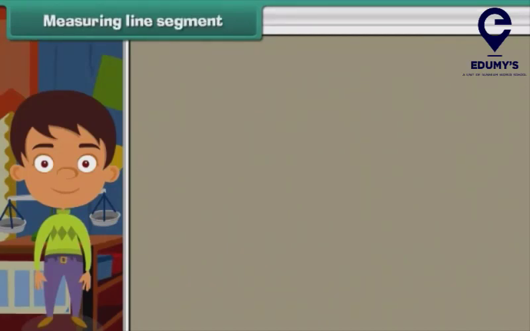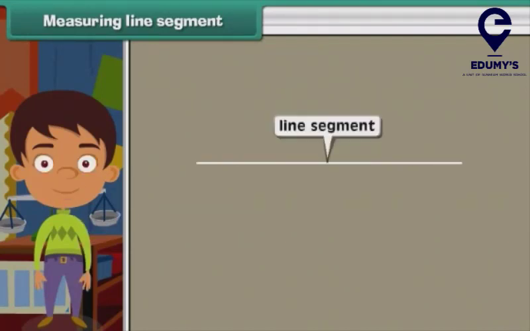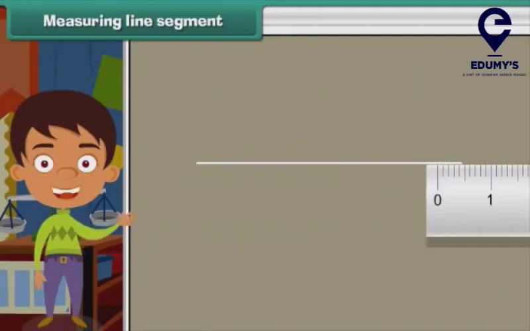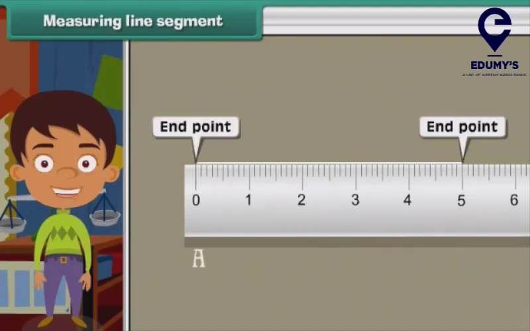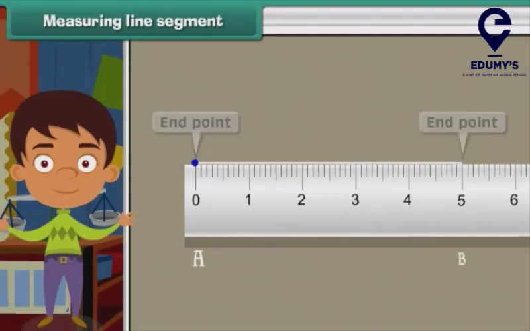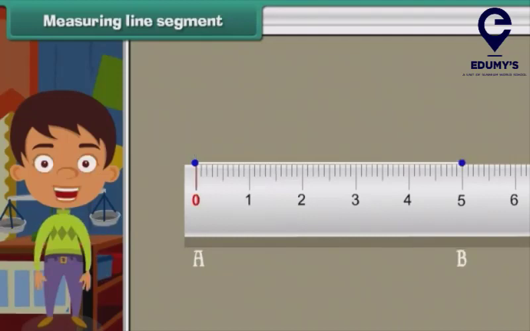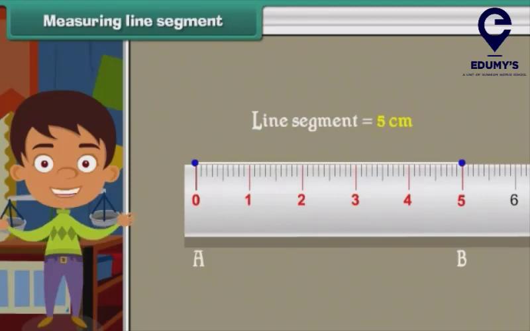Measuring line segment. It's time that we learn to measure a line segment. To measure the line segment AB, we use a centimeter scale. Put one end of the scale, starting with 0, just below the point A. On going from point A to B, digits 0, 1, 2, 3, 4 and 5 are travelled. Therefore, the length of the line segment is 5 centimeter.